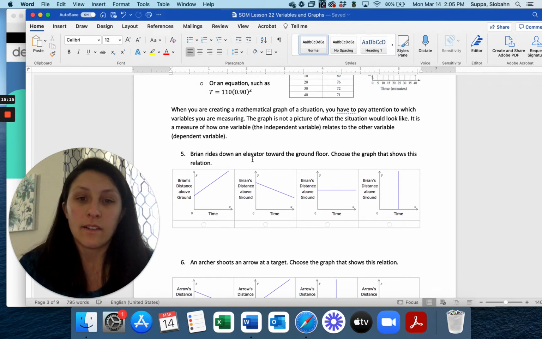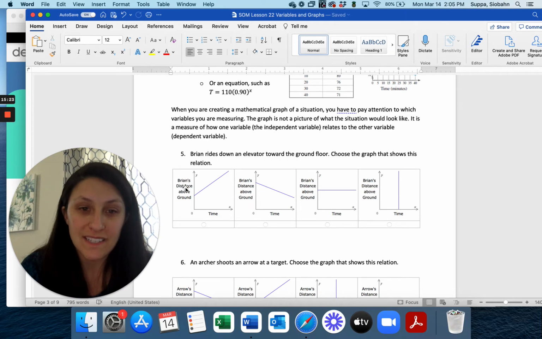So Brian rides down an elevator towards the ground floor. Let's find the graph below that shows this relationship between Brian's distance above the ground over time.